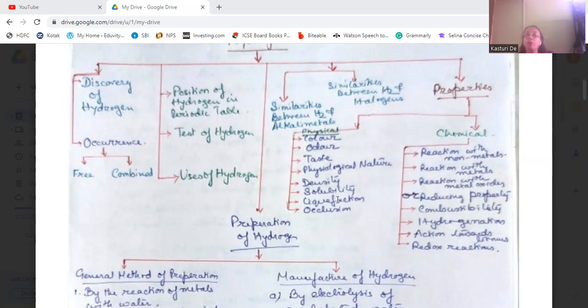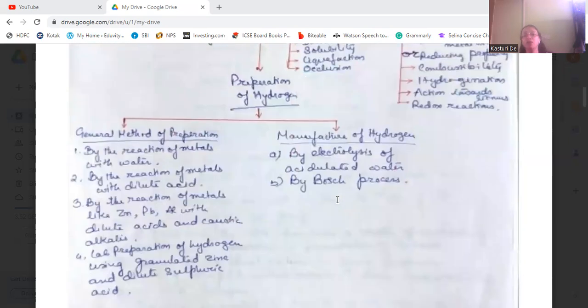Now, in the preparation of hydrogen, we will come across how it is prepared in the general method, that is by the reaction of metals with water, by the reaction of metals with dilute acids, by the reaction of metals like zinc, lead, aluminium with dilute acids and caustic alkalis. Then lab preparation of hydrogen using granulated zinc and dilute sulfuric acid. Then in the industrial processes, we will come across electrolysis of acidulated water and the Bosch process.